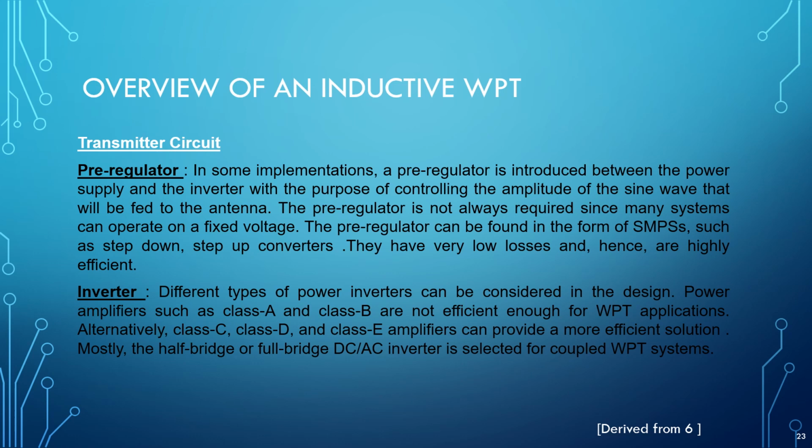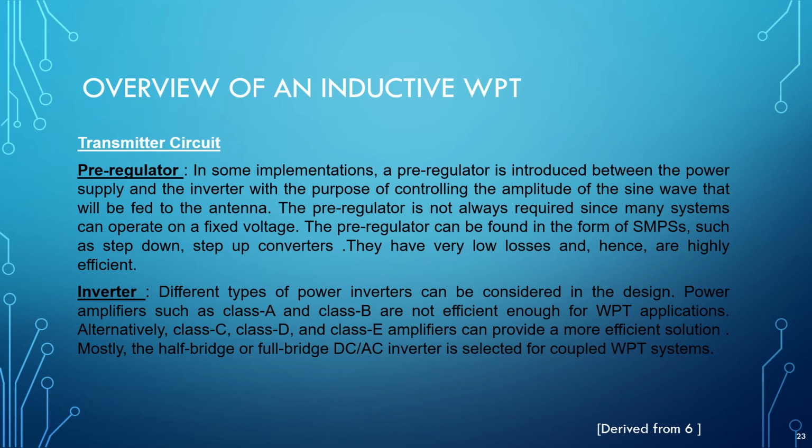Next is the transmitter circuit. It consists of the pre-regulator and the inverter. In some implementations, the pre-regulator is introduced between the power supply and the inverter with the purpose of controlling the amplitude of the sine wave that will be fed to the antenna. The pre-regulator is not always required since many systems can operate on a fixed voltage.